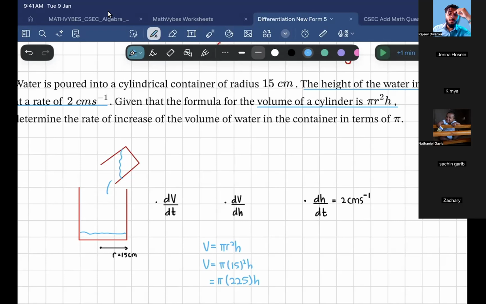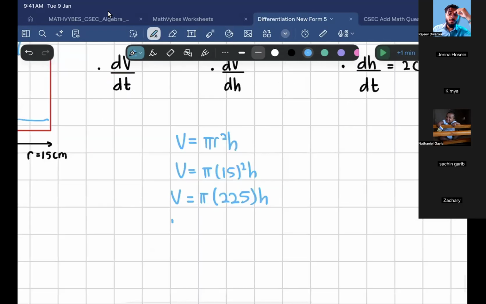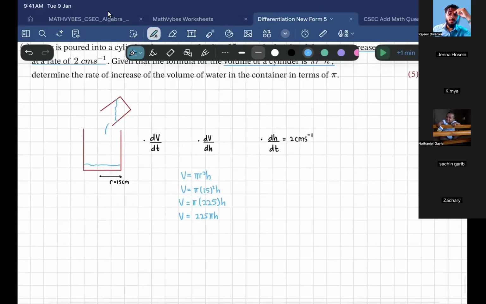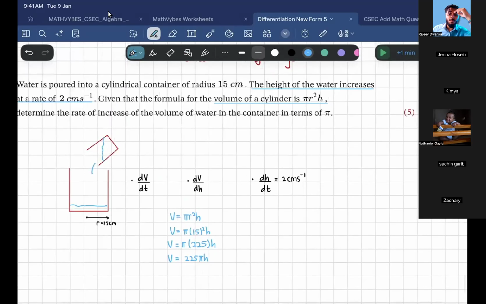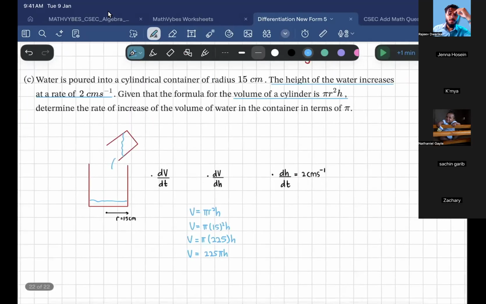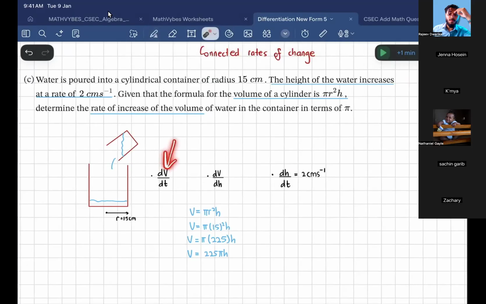Cool. So that's the volume. So the volume is just 225 pi each. Nice. And we need to figure out what they want us to answer, right? They say determine the rate of increase of the volume. What do you think is that? Rate of increase of volume. Which one do you think is that? dV/dt, dV/dh, which one is that?